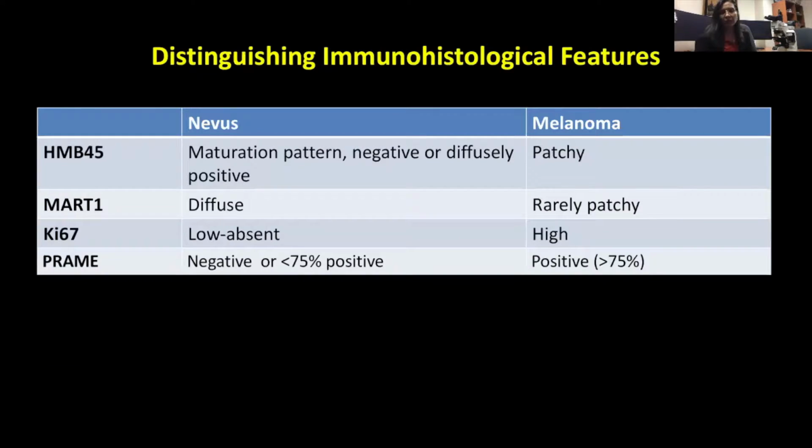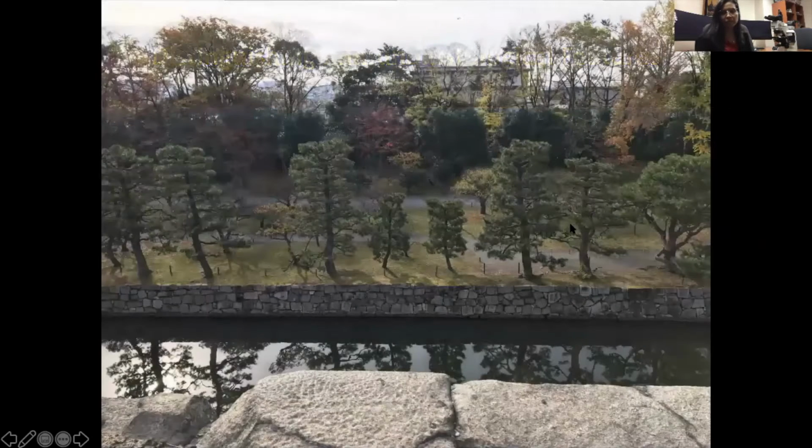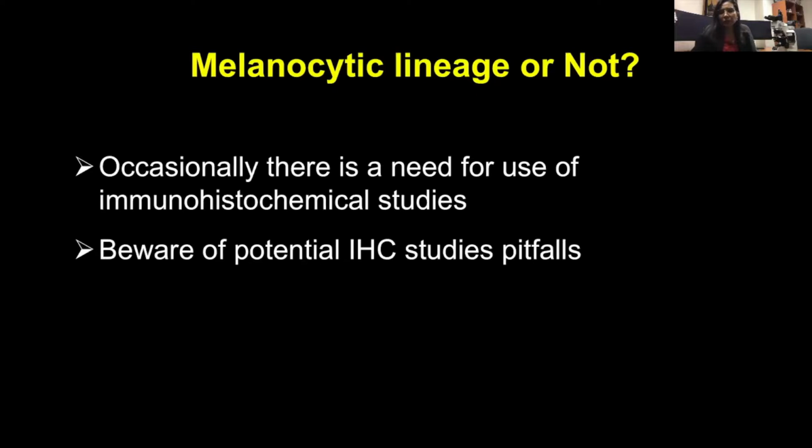Okay, so for the immunohistochemical study, just a summary to differentiate benign versus malignant melanocytic lesions. With HMB45, nevus will show a maturation pattern, and melanoma will show a patchy staining pattern. HMB45 can be diffusely positive, especially in spindle cell lesions such as blue nevus. MART1 in nevus is usually diffusely positive, and in melanoma is usually patchy positive. Ki67 is high in melanoma and low or absent in nevus, and PRAME is negative or focally positive in nevus and diffusely positive in melanoma.